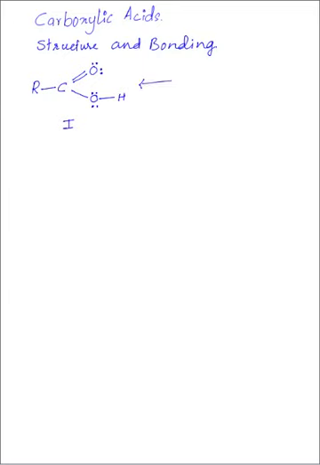Another structure for this is R, C, single bond O minus, double bond O, H, and this is plus. This is because the lone pair electrons from this oxygen are transferred to this CO bond, so that it becomes again C double bond O. So from the C double bond O, pi electrons are shifted onto oxygen, so that oxygen gets a negative charge and this oxygen gets a positive charge.